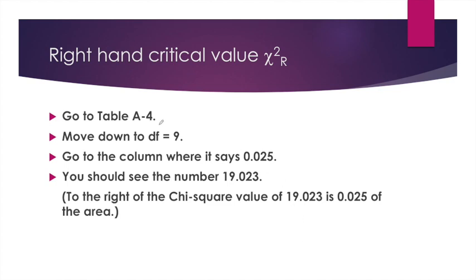So if we go to table A-4 and we go down where the degrees of freedom is 9, okay, I want to go to the column where it says 0.025. If you go to the column where it says 0.025, you should see the number 19.023. Okay, and the area to the right of the chi-square value of 19.023 is 0.025. Okay, this is the area to the right of this chi-square value.